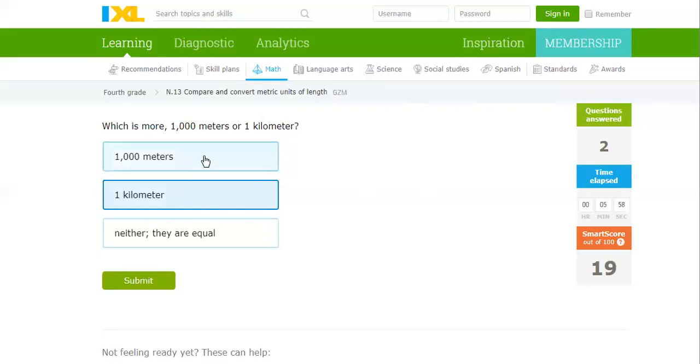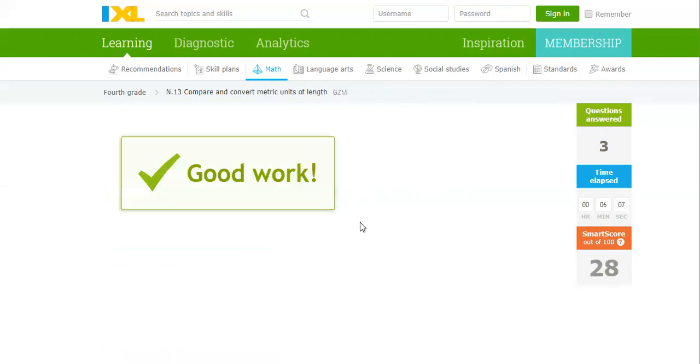Exactly. This is so clear. No, they're equal. Are you sure? That's great. Great work.